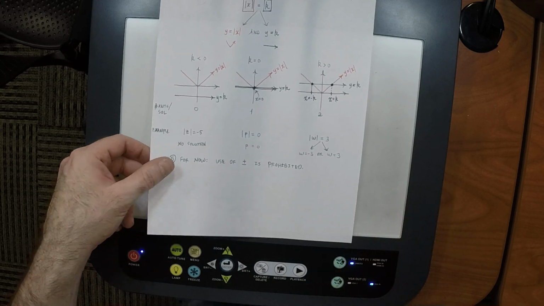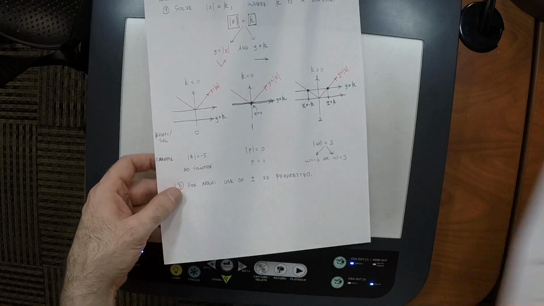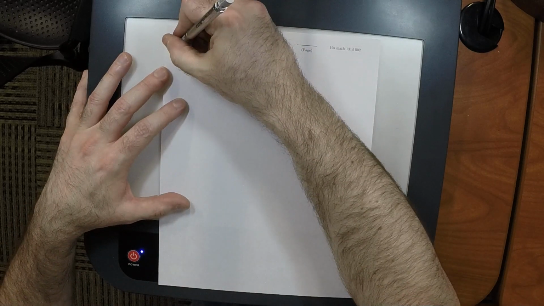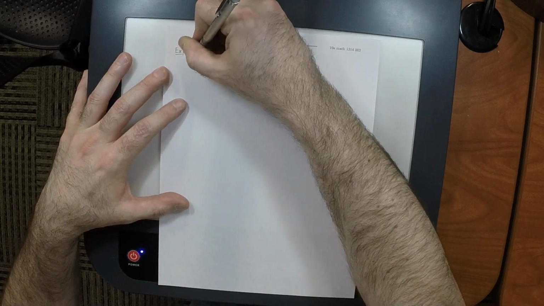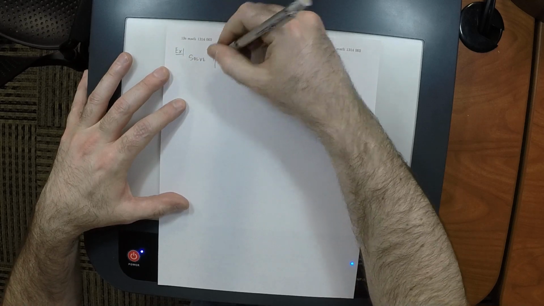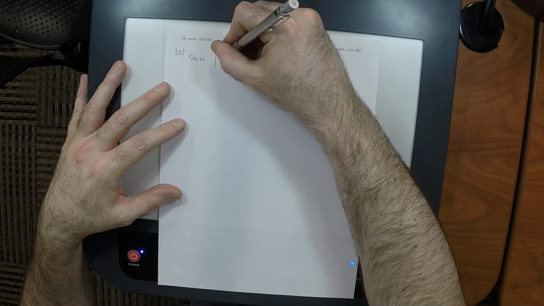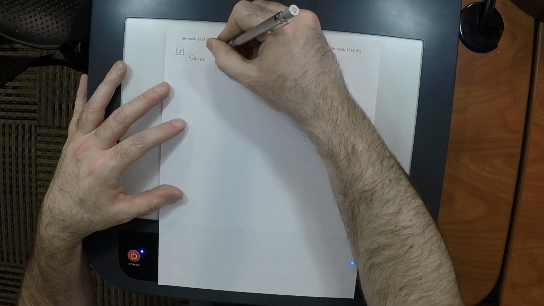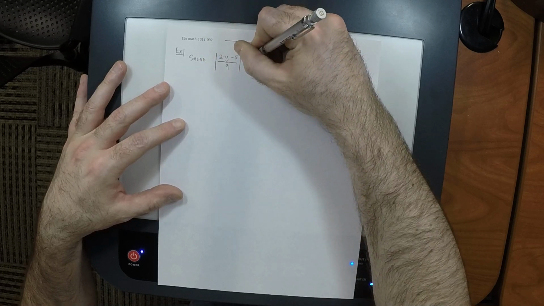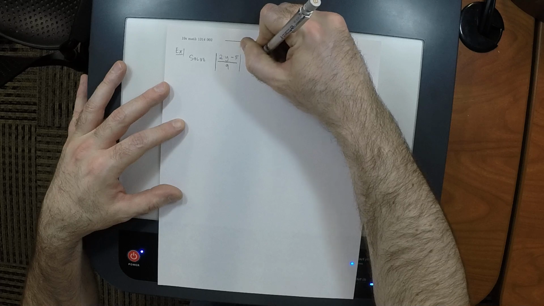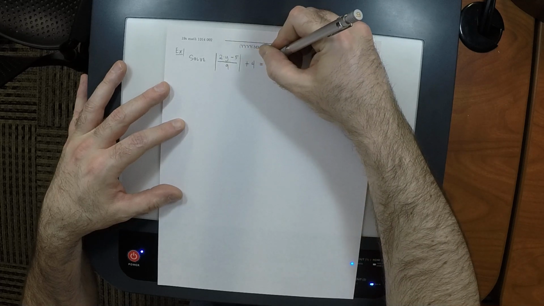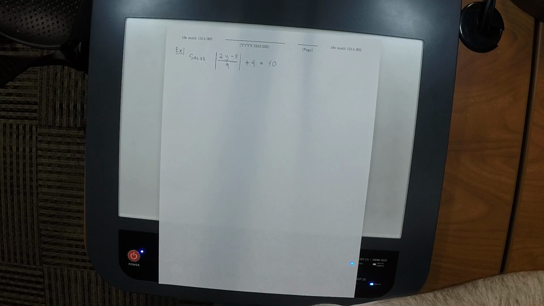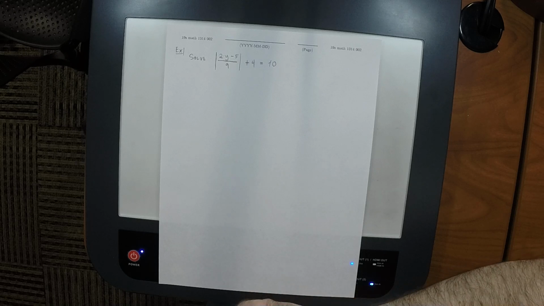All right. So let's have an example. Solve a typical example of this. So please solve the absolute value of 2y minus 5 divided by 9, all of that in absolute value, I don't know, plus 4 is equal to 10. All right. And we want to solve it for y.